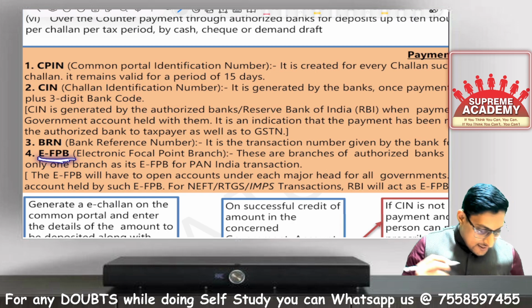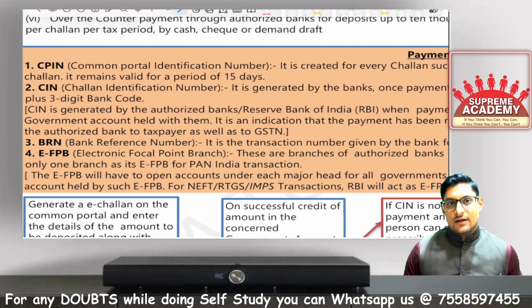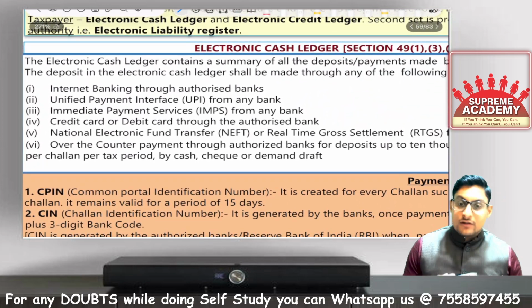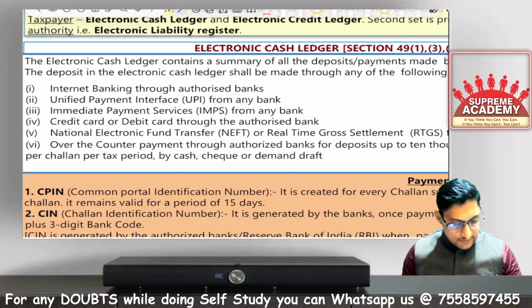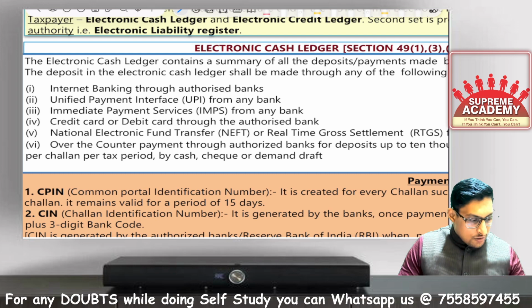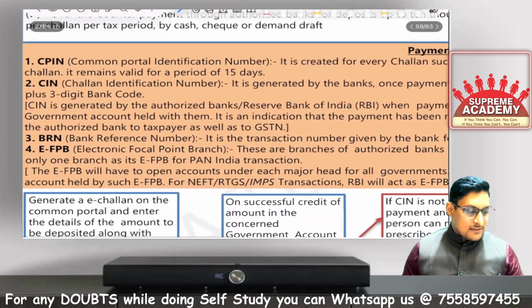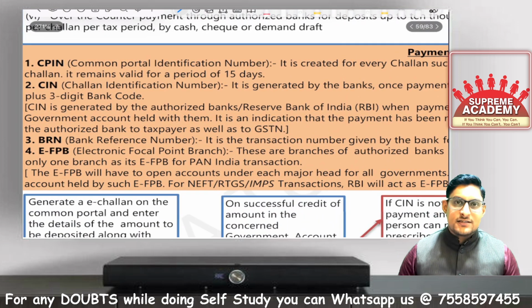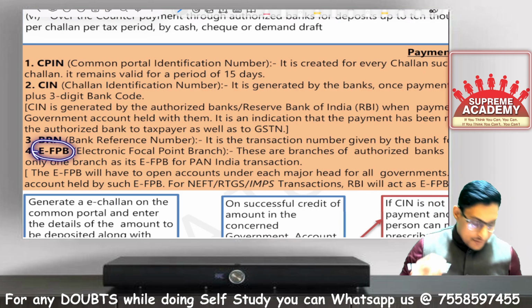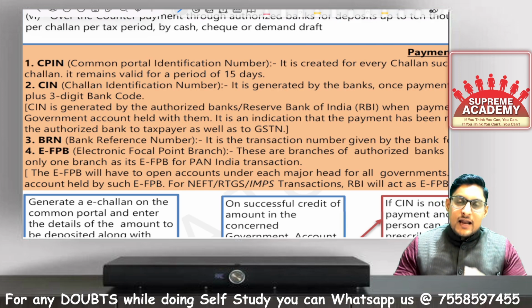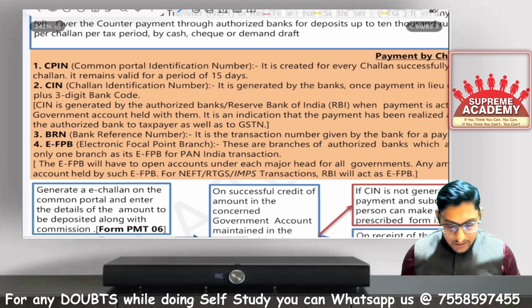And lastly, there comes the EFPB, Electronic Focal Point Branch. When we were studying the sources for depositing the amount in the electronic cash ledger, there was the authorized bank. Some banks or branches have been authorized under GST to collect payment from the taxpayer. Those banks or branches are given an EFPB number, and then they become the authorized bank.